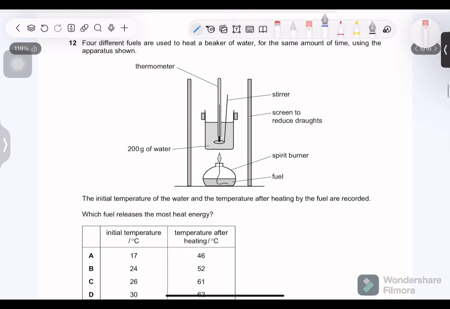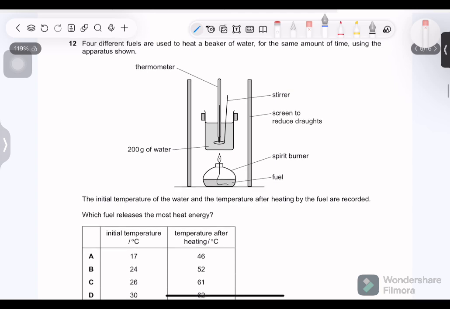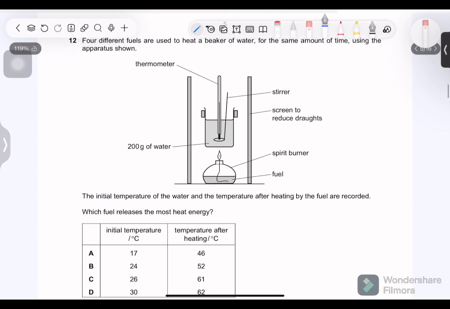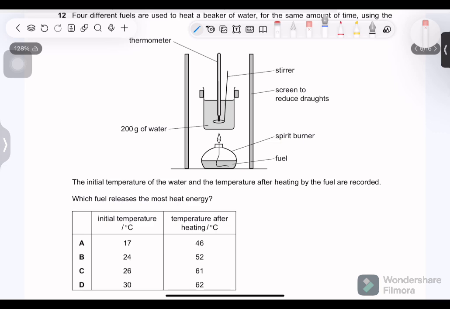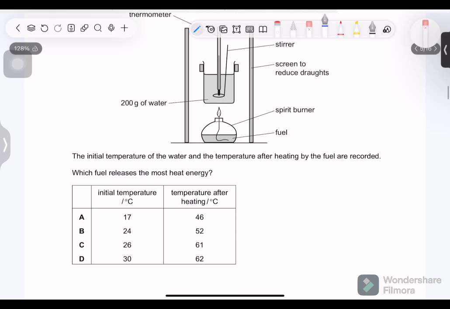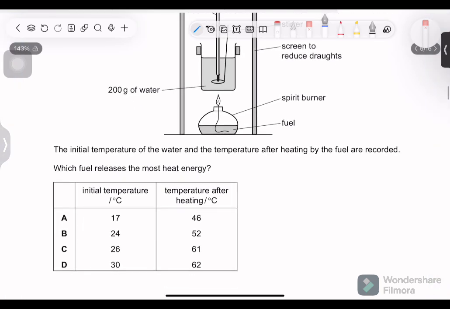Next, four different fuels are used to heat a beaker of water for the same amount of time using the apparatus shown. So there's this apparatus. The initial temperatures of the water and the temperature after heating by the fuel are recorded. Which fuel releases the most energy? Oh, so it's pretty simple.